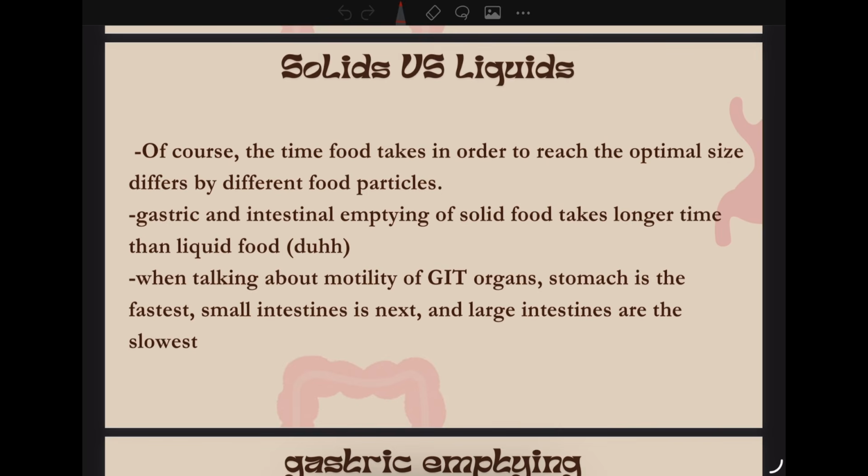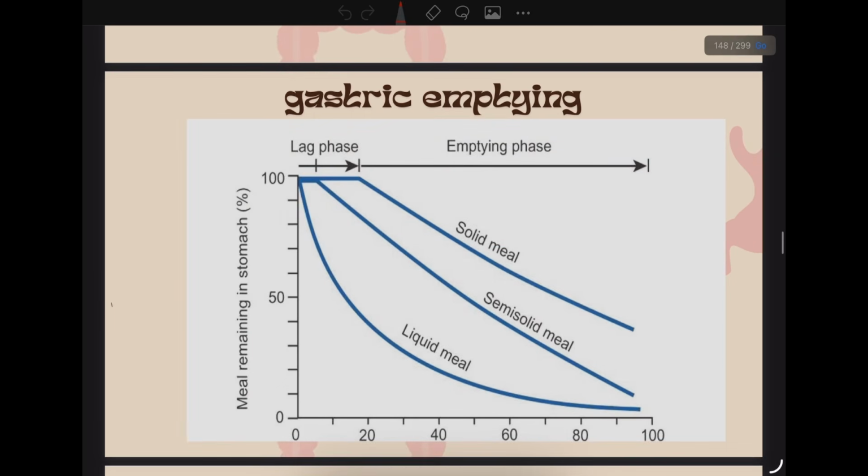If the food is solid, it will not pass very easily. If it's liquid, it will pass easier and faster through the stomach. And you can see here, this is a liquid meal. Once it goes into the stomach, it will start going out.